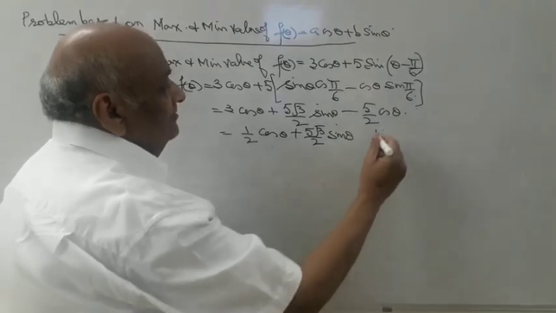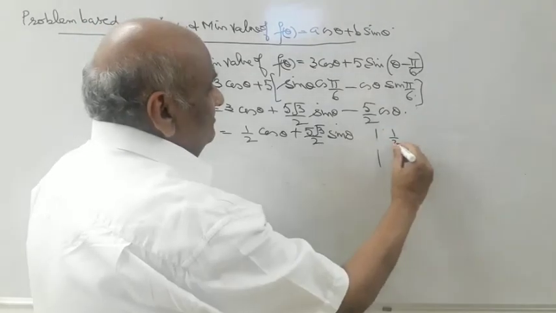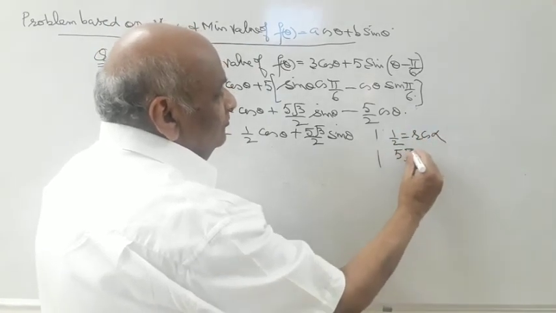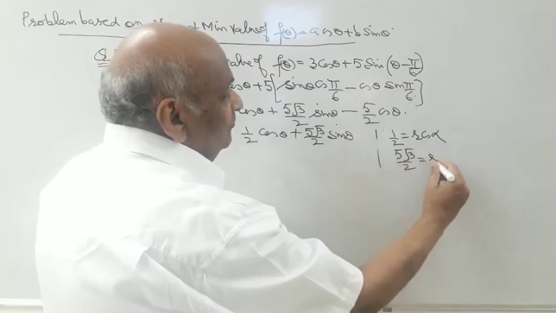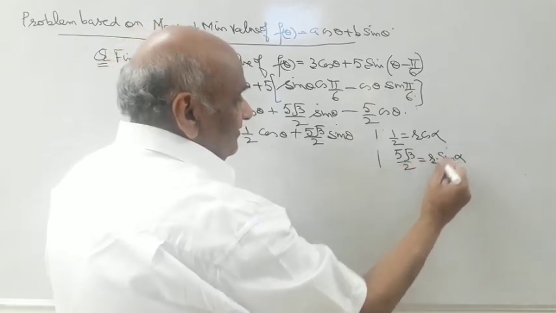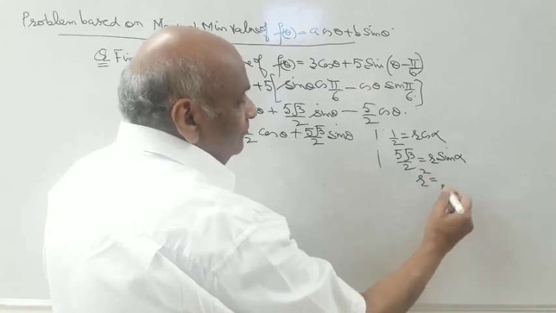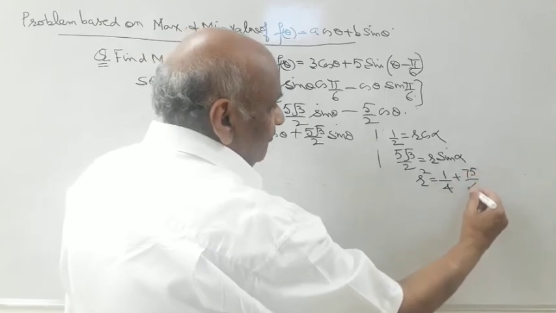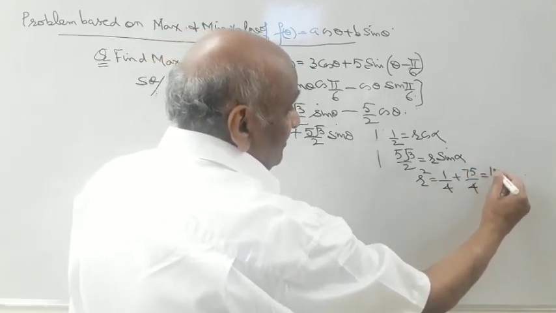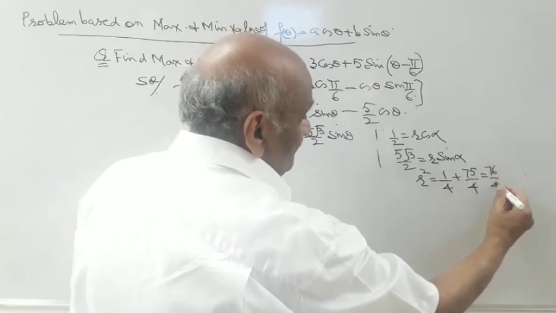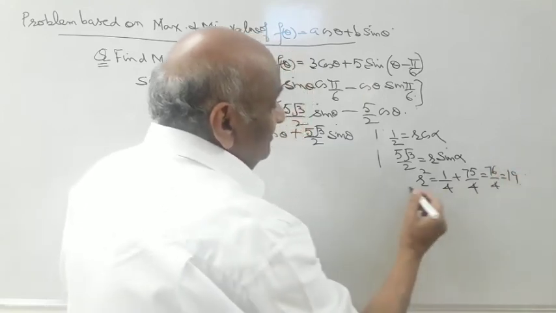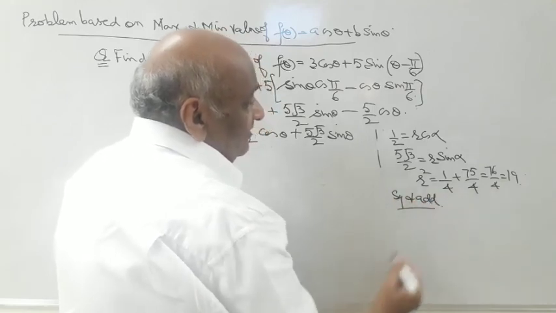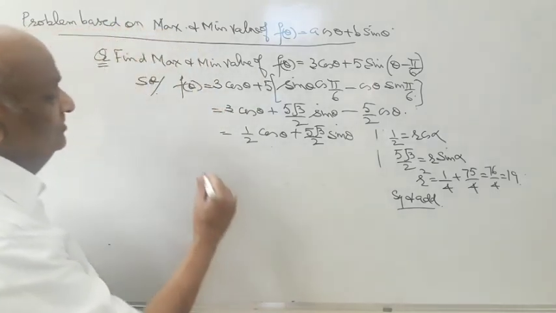Now, half is equal to r cos alpha, 5 under root of 3 by 2 is equal to r sin alpha. Therefore r square is equal to 1 by 4 plus 75 by 4, that is 76 by 4, which is equal to 19. R square is 19. Now see what the position is here.